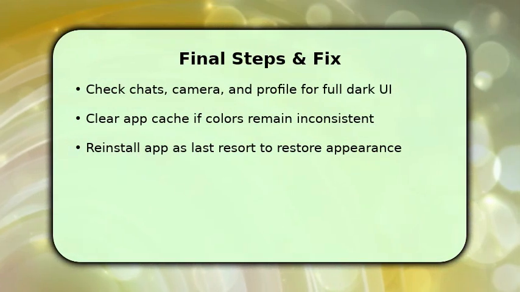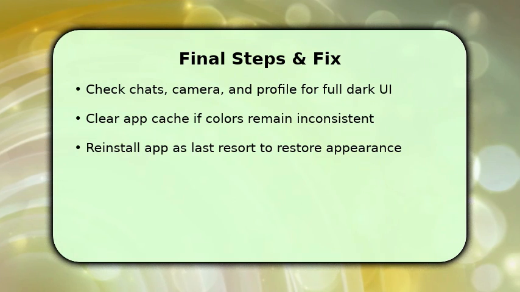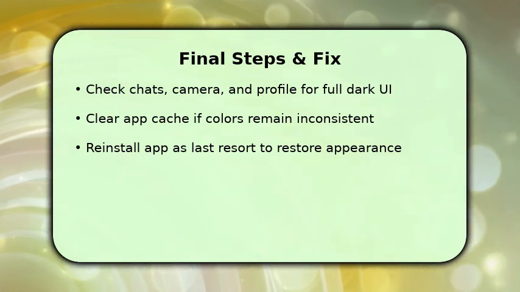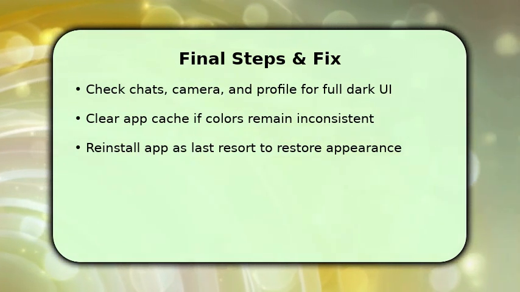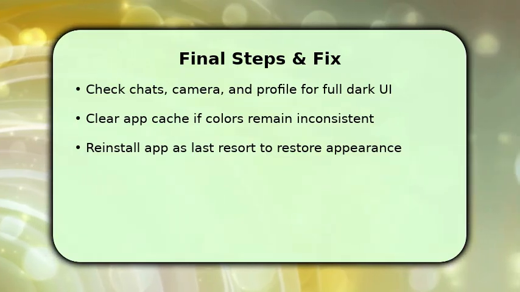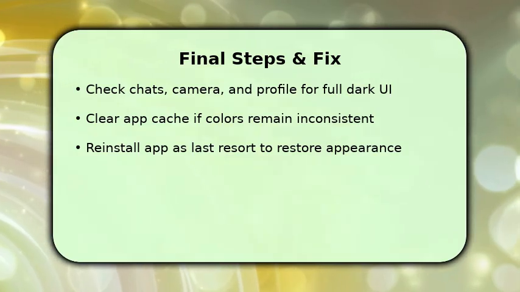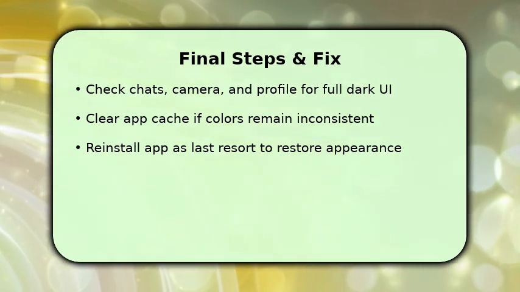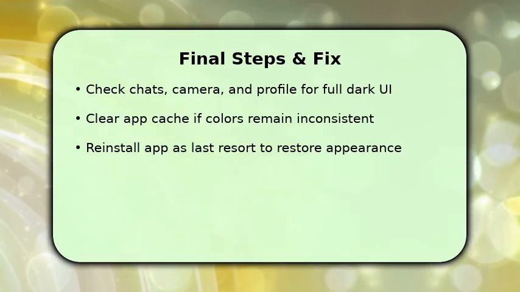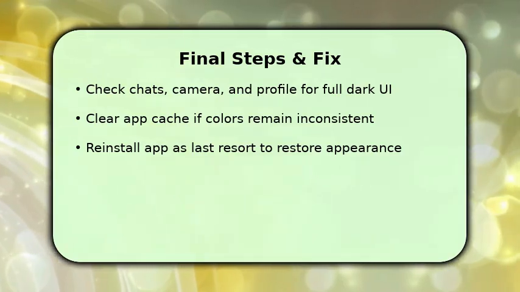Finish by scanning key screens, chats, camera, and your profile to confirm full dark mode. If some panels remain light, clear Snapchat's cache and settings to force a resource refresh. Once cleared, reopen the app and verify. If problems persist, uninstall and reinstall the app. This resets any corrupted UI files.